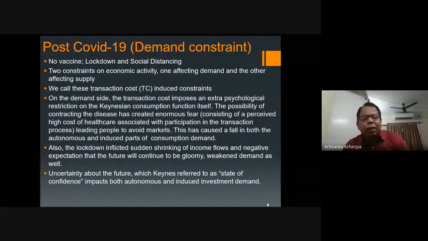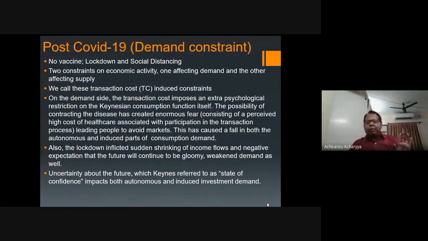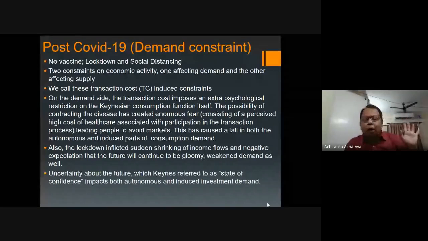consisting of a perceived high cost of healthcare associated with participation in the transaction process. So my daily transaction will go down, and I will try to avoid the market, and this will cause a fall in both the autonomous expenditure and induced parts of consumption demand. So demand will definitely fall because of my dissociation with the market, right?